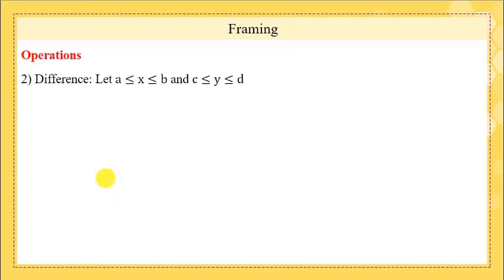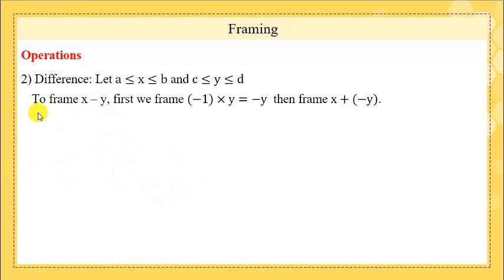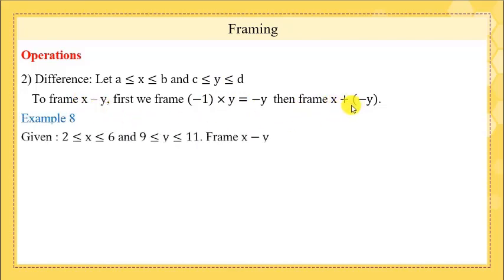Second operation is difference. We have two numbers x and y. We want to frame x minus y. First, we find minus y. So we multiply the boundaries of y by minus to get minus y. Then we add x plus minus y. Notice that x minus y is similar to x plus minus y.